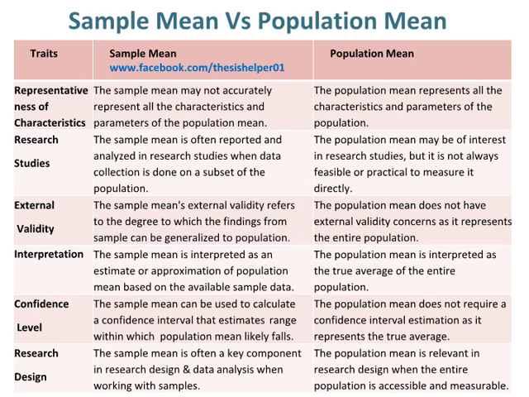The sample mean can be used to calculate a confidence interval that estimates the range within which the population mean likely falls. Whereas, the population mean does not require a confidence interval estimation as it represents the true average. The sample mean is often a key component in research design and data analysis when working with samples. Whereas, the population mean is relevant in research design when the entire population is accessible and measurable.